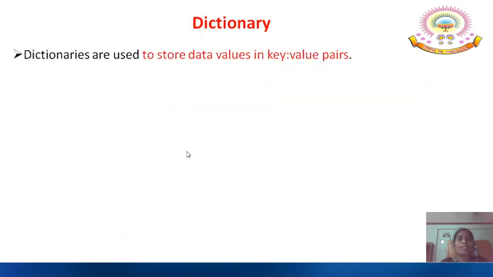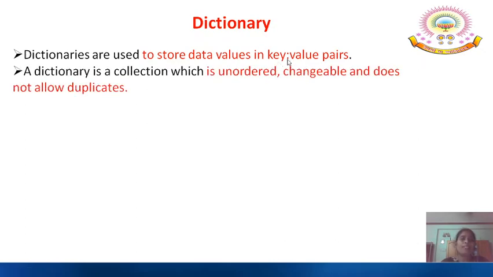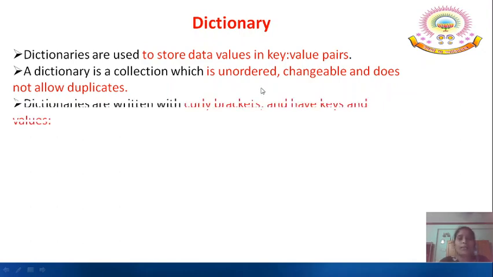Now coming to the dictionary. So dictionaries are used to store data values in key value pairs. It is not stored only as a value, it is key value pairs. So in this collection, the elements are unordered. They can print in any order, and you can change the values of the dictionary, and it will not allow any duplicates. Sets won't allow duplicates. Dictionaries also don't allow duplicates.